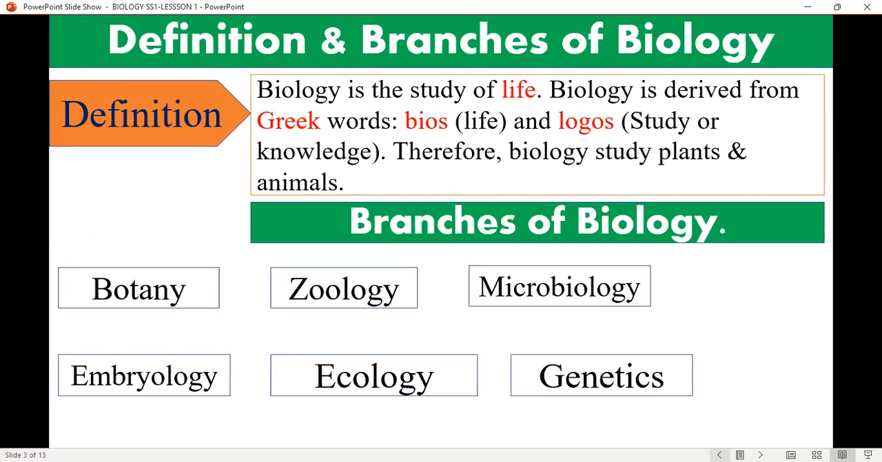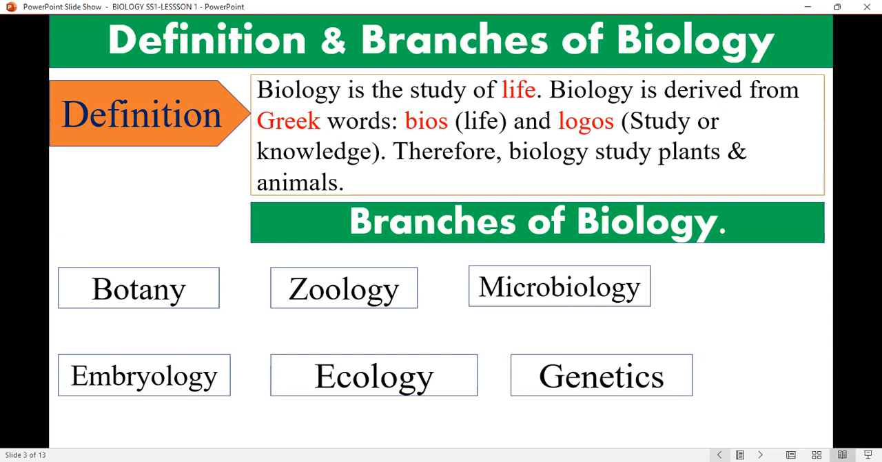It is coined from two Greek words, bios, which means life, and logos, which means to study or knowledge. Therefore, biology studies plants and animals. Of the branches of biology, we have 2 major branches, botany and zoology. We have others such as microbiology, embryology, ecology, and genetics.